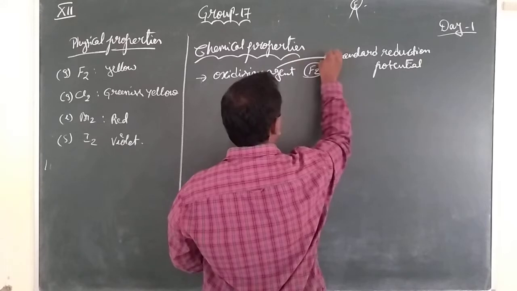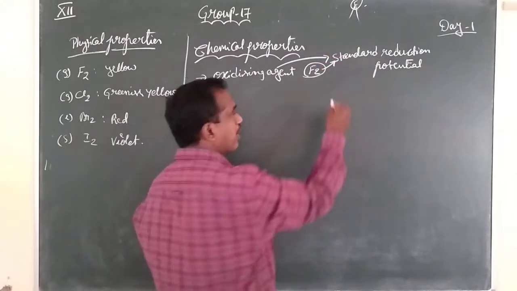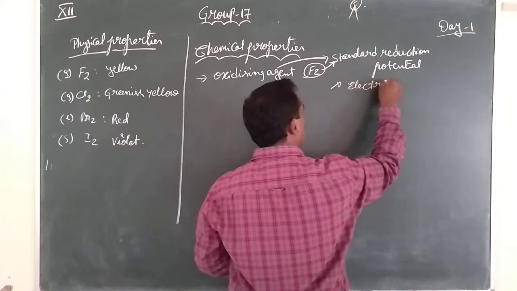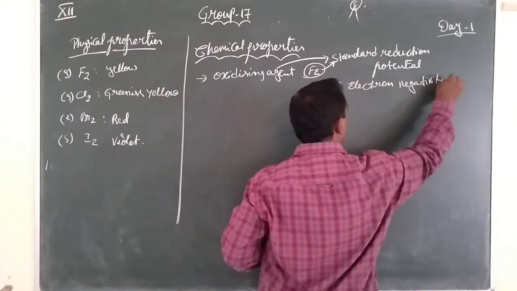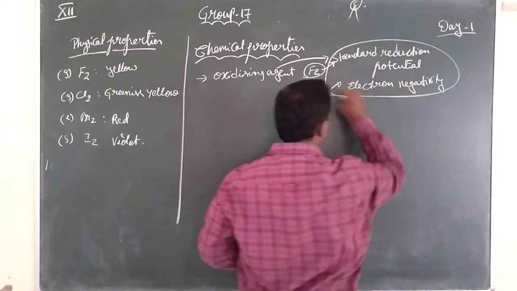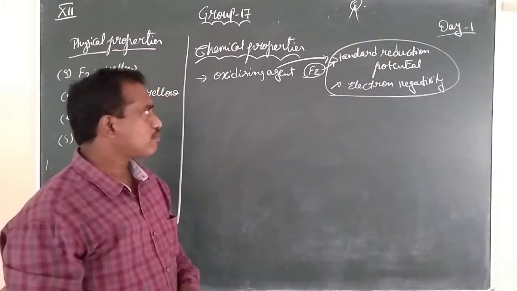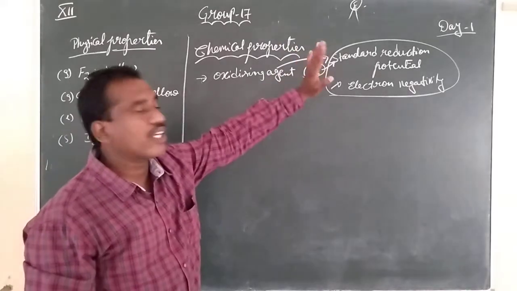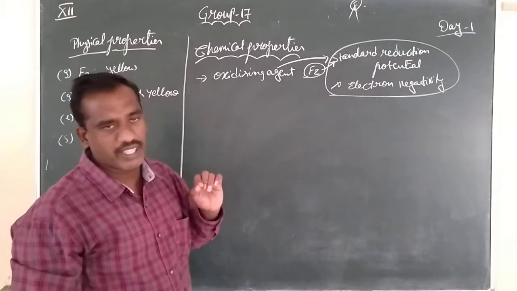This oxidizing property of fluorine depends upon the standard reduction potential. It does not depend upon the electronegativity of fluorine. The very important reason is this one. From this they may ask questions for your objective. Why is fluorine the strongest oxidizing agent? Because its standard reduction potential is very high. It is not depending upon the electronegativity.